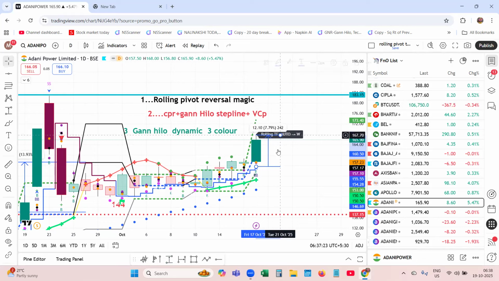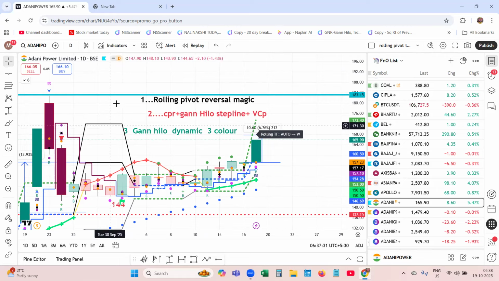No, not more than 5%. It is 6.76%. That's how it is. So this is a universal indicator for options. It is a boon for an option buyer.